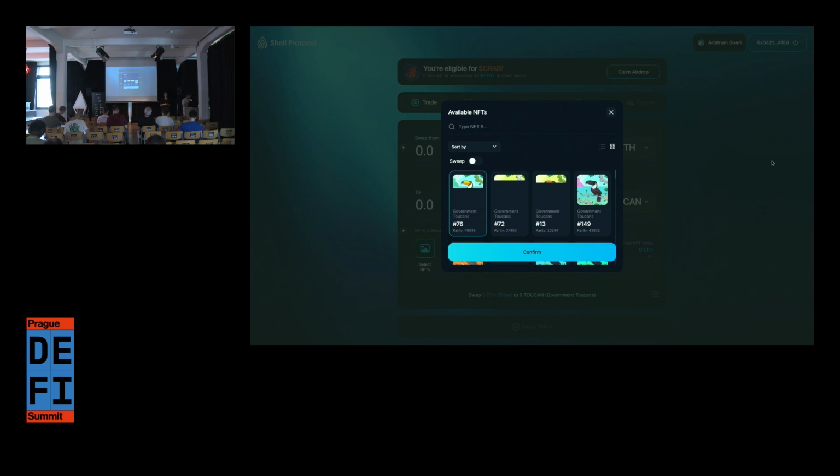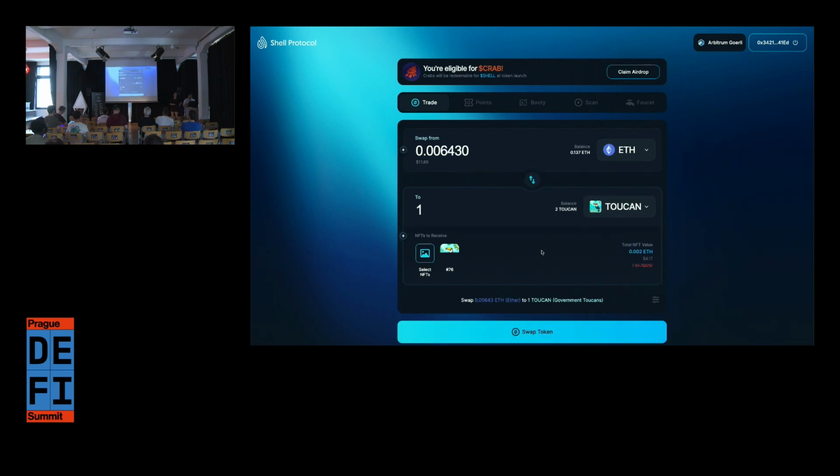So I'm just going to select one here. This is the Shell interface, and I'm going to select one token NFT that I want to buy. The price I'm getting right now is 0.006430.